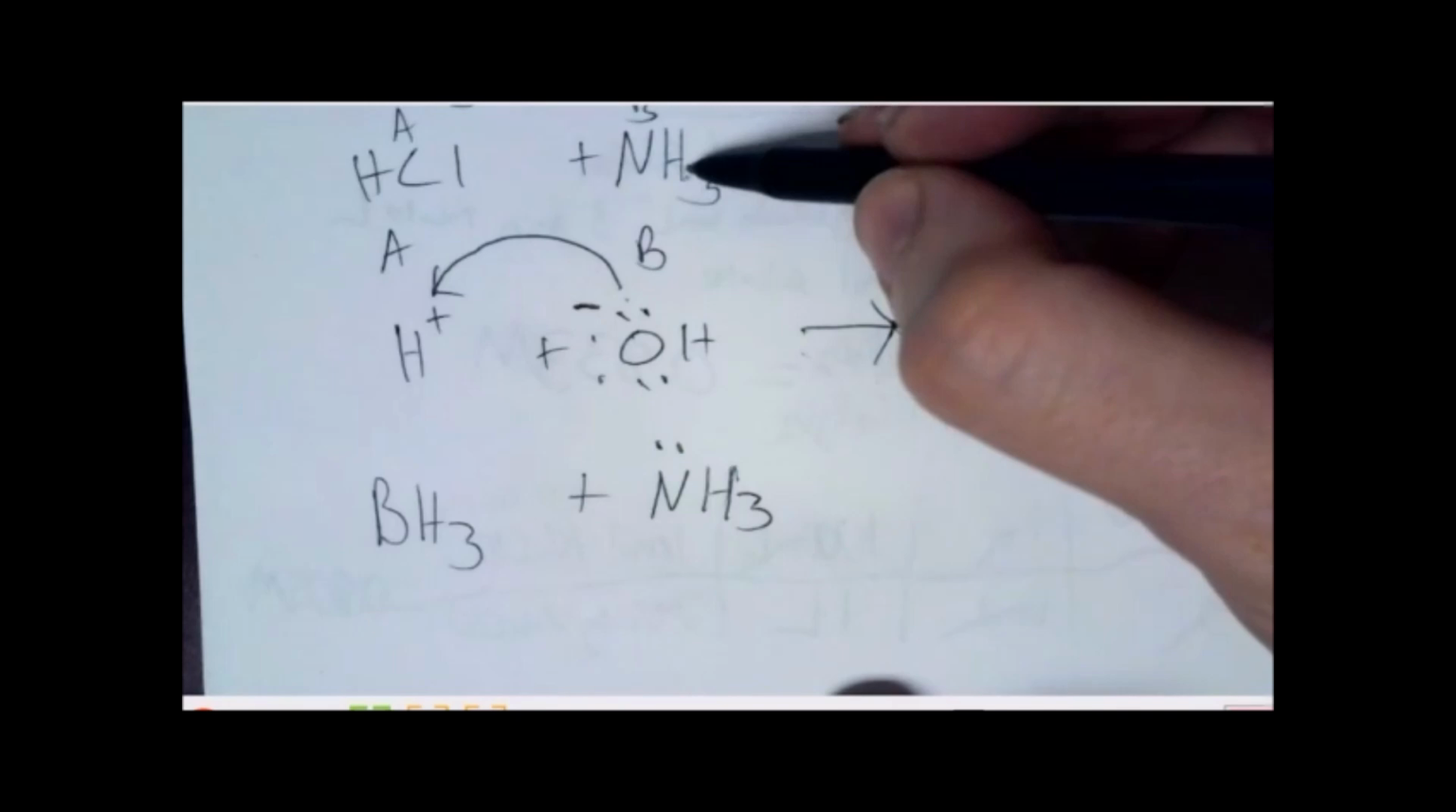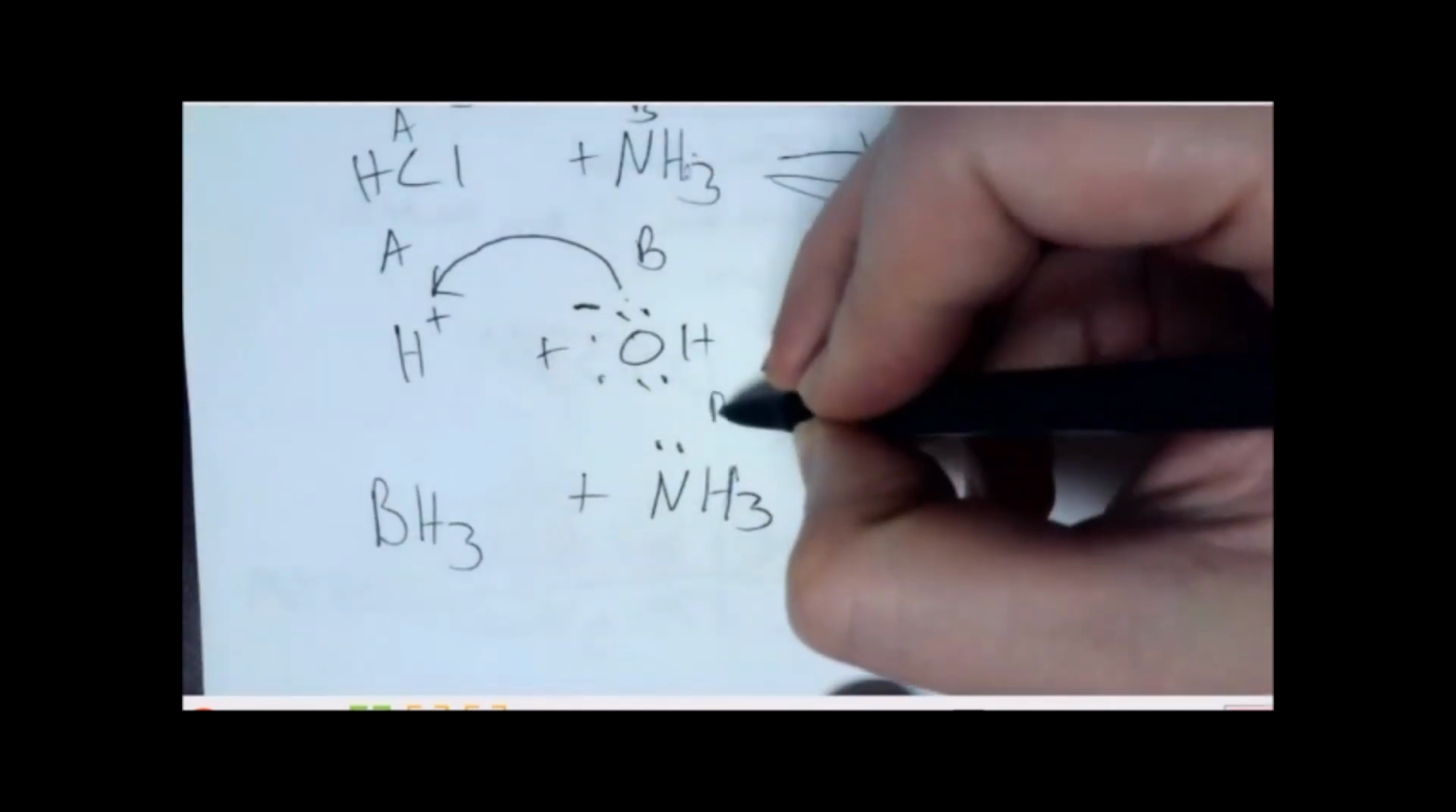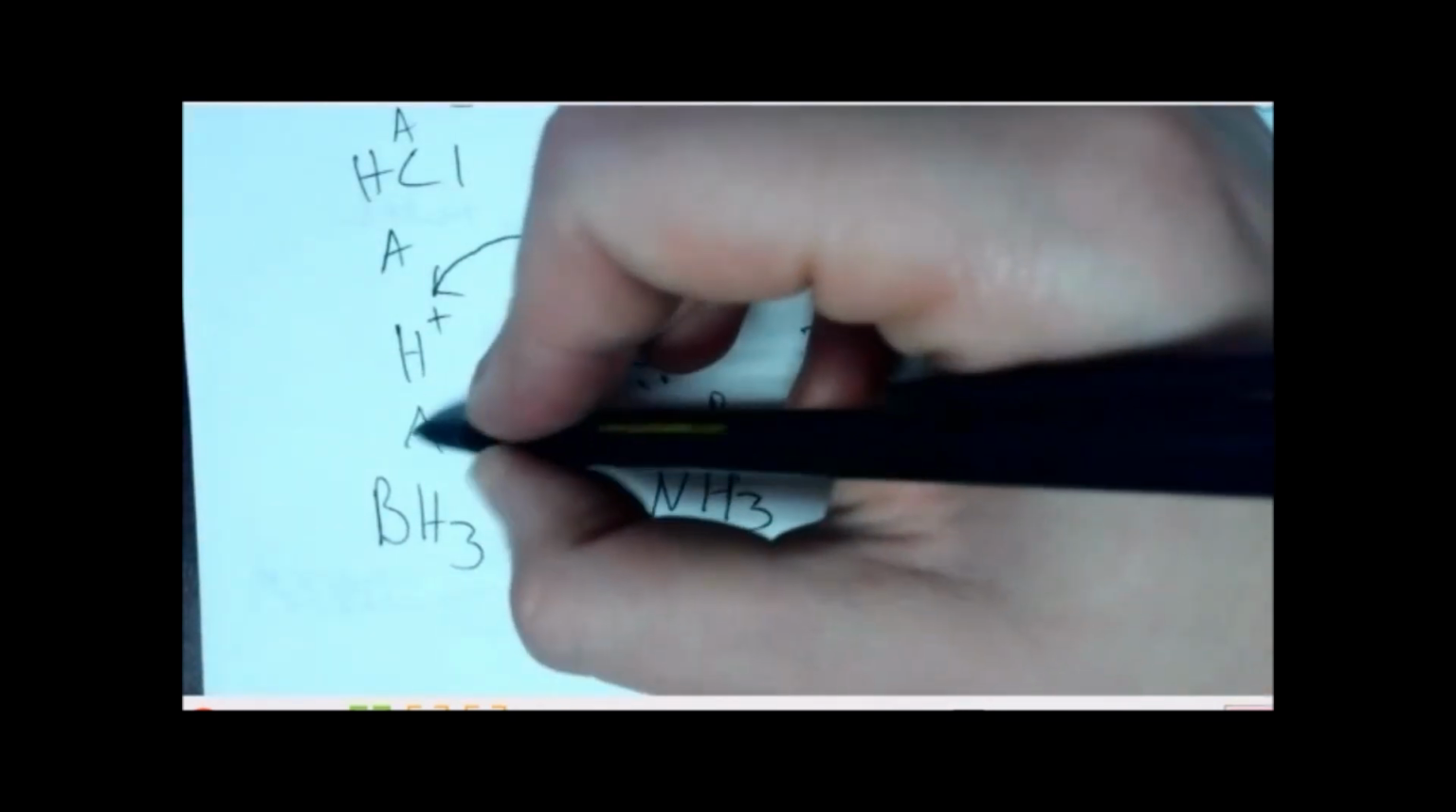But now we could do something like this. BH3 and NH3. NH3 was a base up here. It's still a base right here. But BH3 does not produce a proton. It isn't, but yet it is an acid.